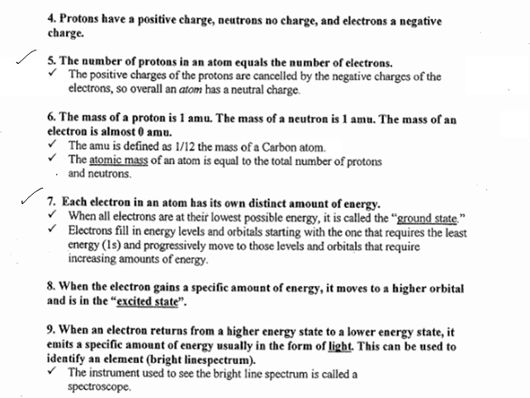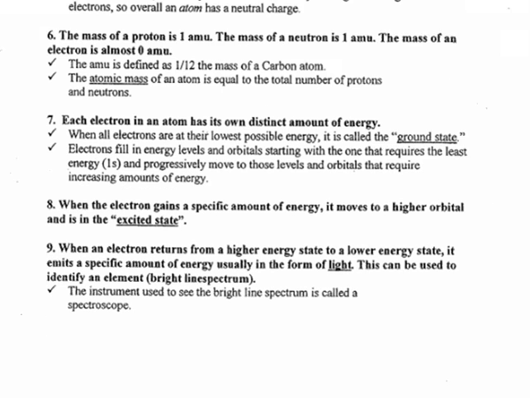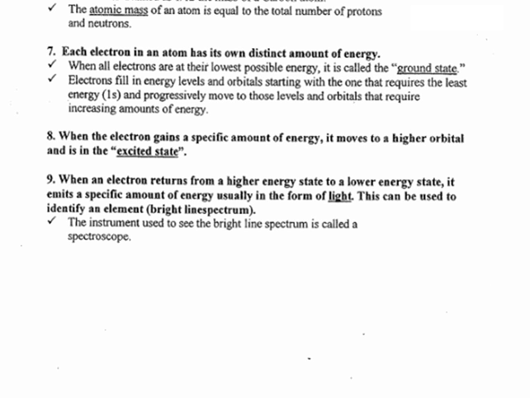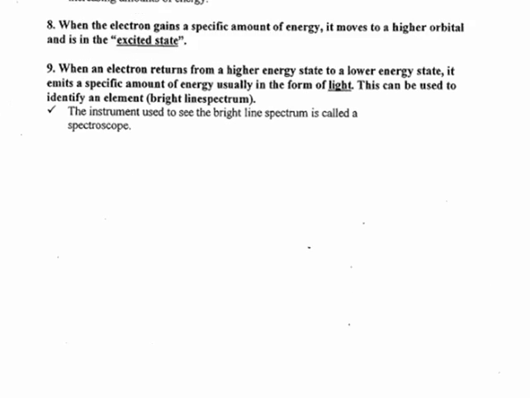Each atom has its own distinct amount of energy. When the electrons are in the lowest state, it's called the ground state. When an electron absorbs energy and moves to a farther out shell, it is in the excited state. When the electron returns to a lower energy state, it gives off the energy it absorbed as light. And we use this to identify an element with a bright line spectrum.